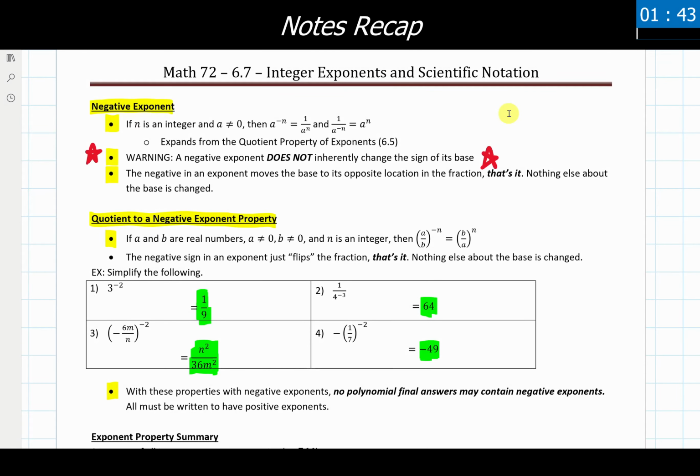Bringing everything back together, we're going to go through a quick summary and recap of everything that we covered in this video because there's a lot within it. We worked with our definitions of negative exponents and quotients raised to a negative exponent. Remember that all a negative exponent does is flip a fraction or flip a base from where it is in a fraction. A negative exponent does not change the sign of its base in any way, shape, and form.